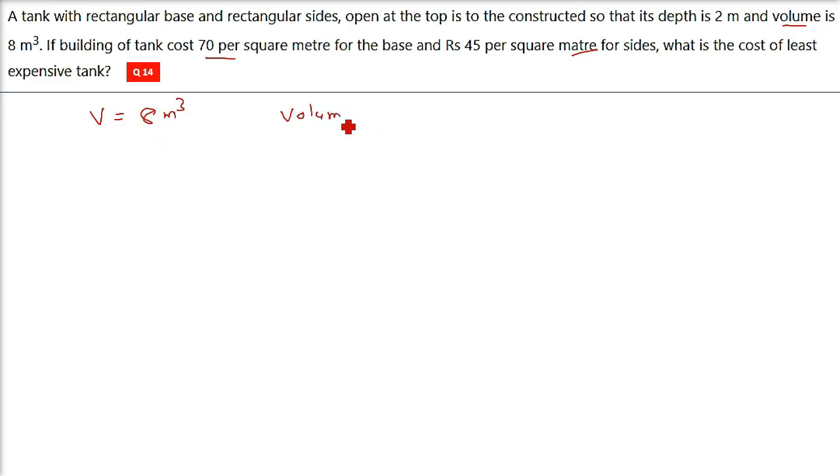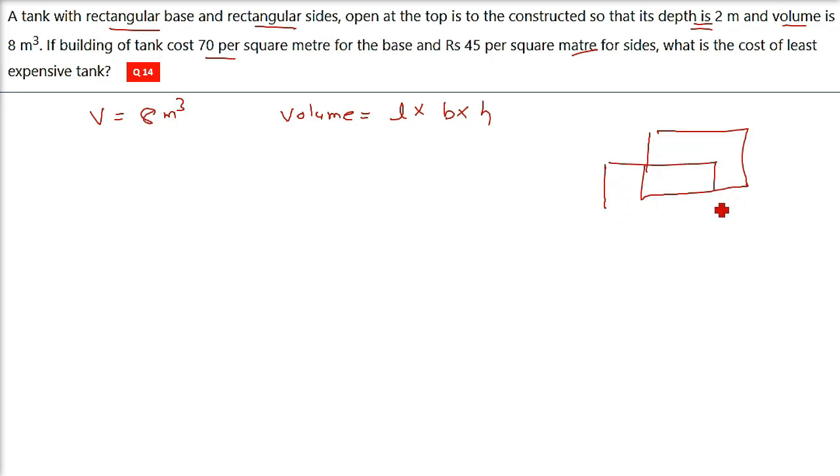Volume is 8 meter cube. Volume is always length into breadth into height. When you have a 3D shape, because this is a kind of cuboid, the volume becomes LBH. It would have been a cube if all the sides were equal, but here we have the rectangular base. I'm making a rectangular base here. See the diagram, don't worry about the diagram. Worry about the concept which is emanating from this diagram.